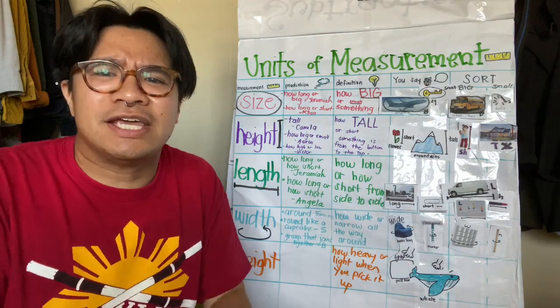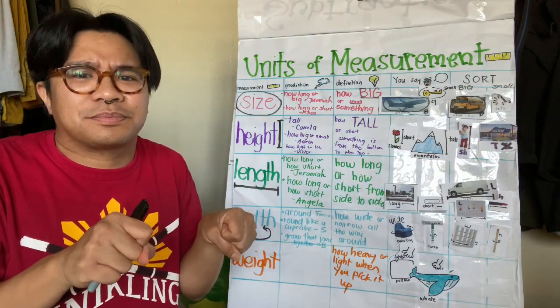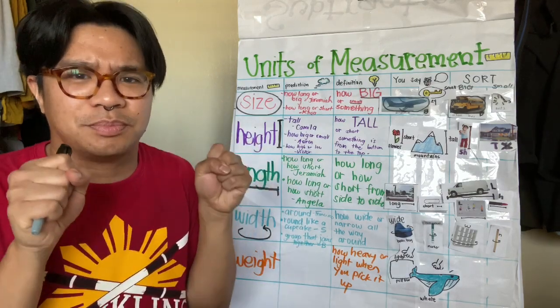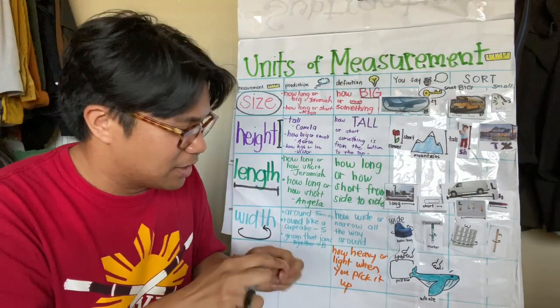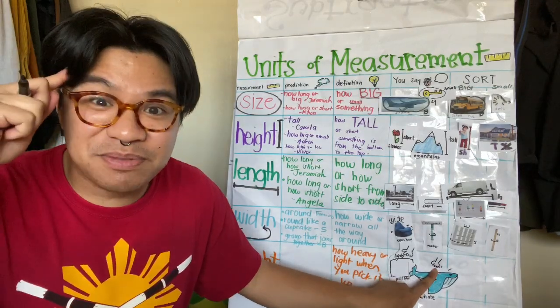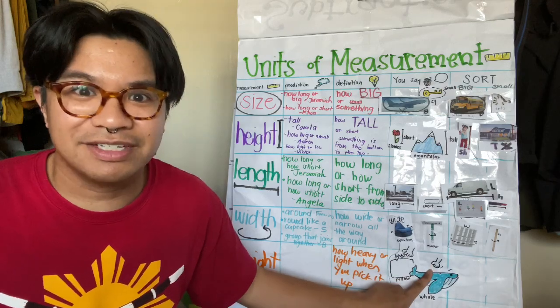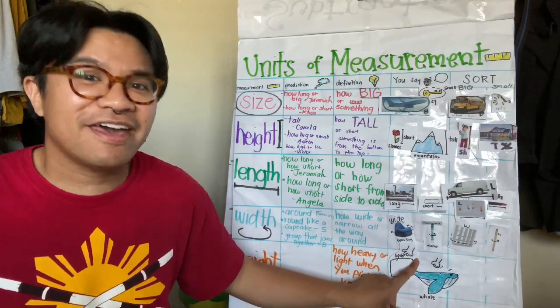So everyone say heavy. That means really hard to pick up. So I drew a hand already to imagine myself picking up a whale. And I already know the weight of a whale is heavy. So I'm gonna write the word heavy.